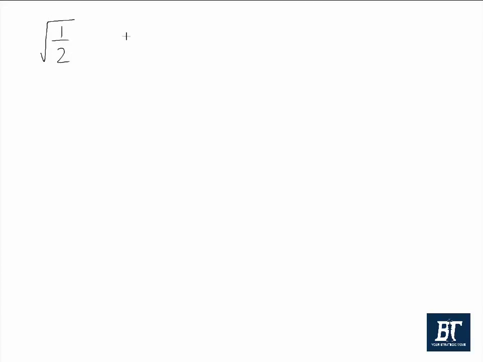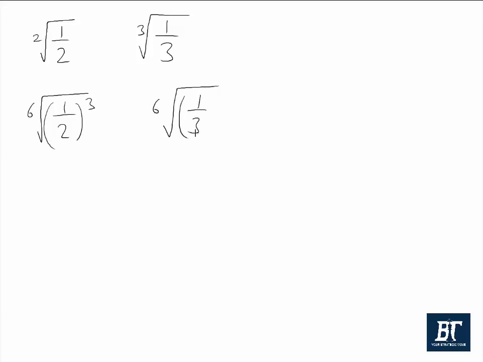Root 1 by 2 and then cube root of 1 by 3. As we can see, the order here is 2 and order here is 3, so the common order is 6. So we can quickly convert this into 6th order and then take a cube here, and convert this into 6th order and take a square here. The moment we do this, this becomes 6th root of 1 by 8 and this becomes 6th root of 1 by 9. As we know, 9 is greater than 8, so 1 by 9 is smaller than 1 by 8. So this becomes smaller in magnitude. So square root 1 by 2 is greater than cube root of 1 by 3.